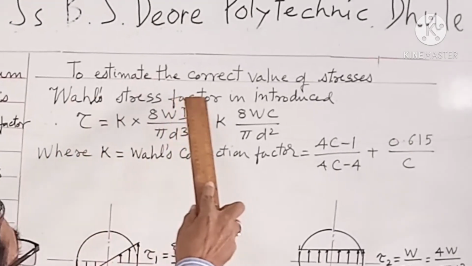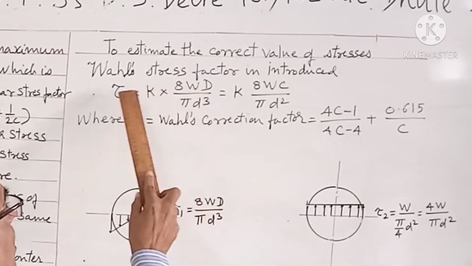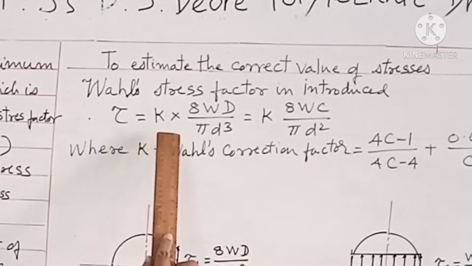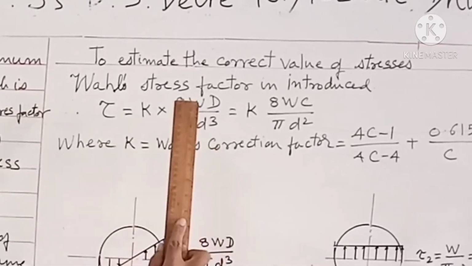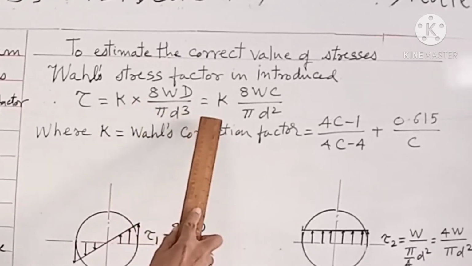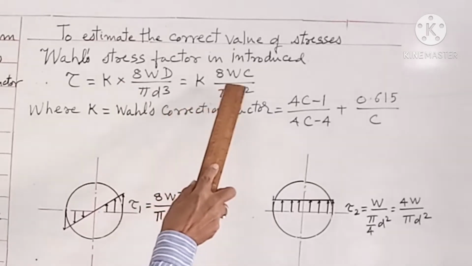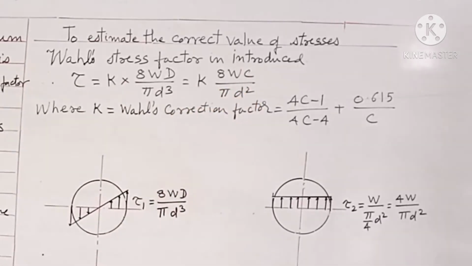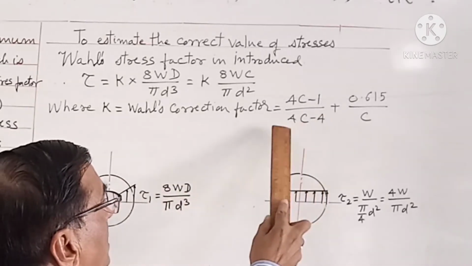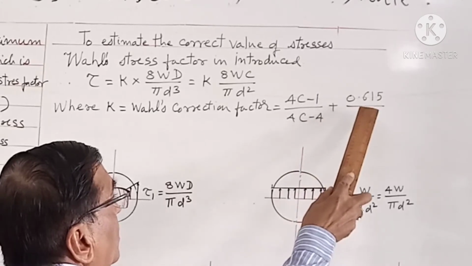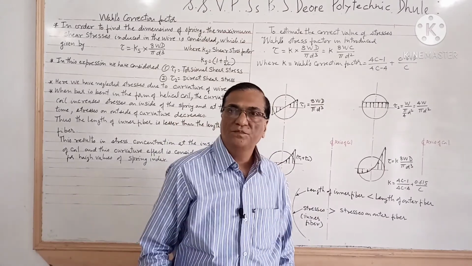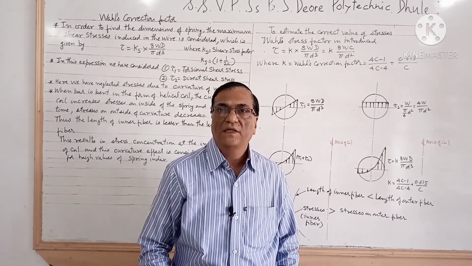Now, to estimate the correct value of stresses, Wahl's stress factor is introduced. Therefore, tau is equal to K into 8WD upon pi d cube. Introducing C, this equation becomes tau is equal to K into 8WC upon pi d square, where K is the Wahl's correction factor whose value is given by 4C minus 1 upon 4C minus 4 plus 0.615 upon C. So this is all about the Wahl's correction factor.